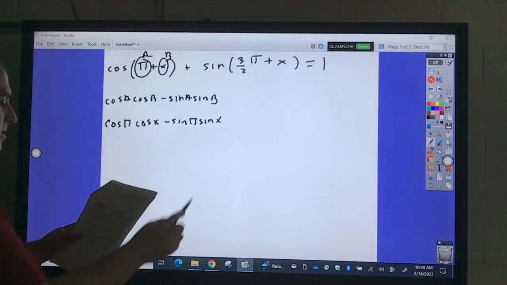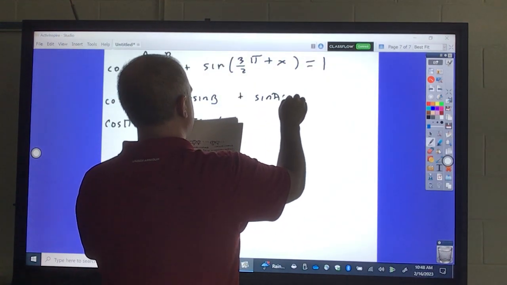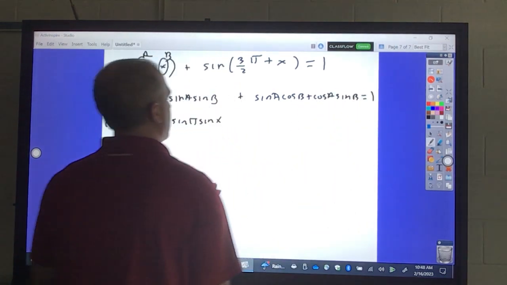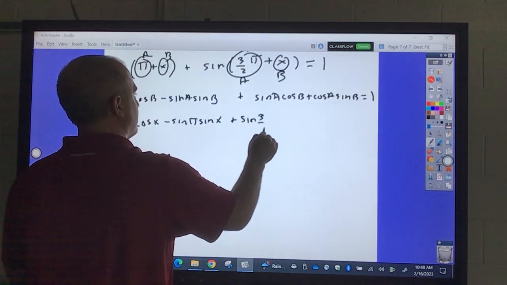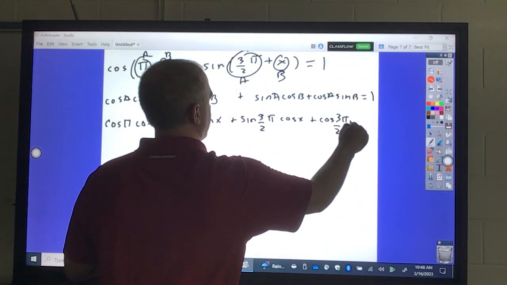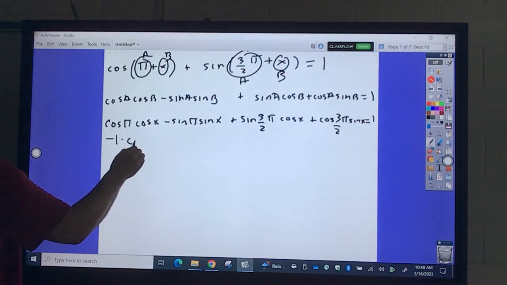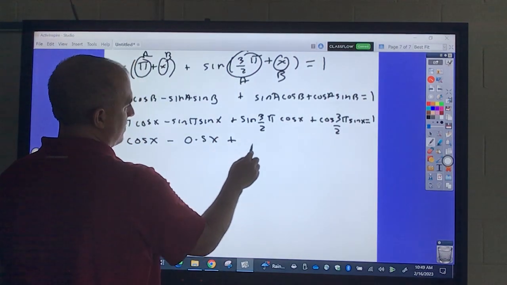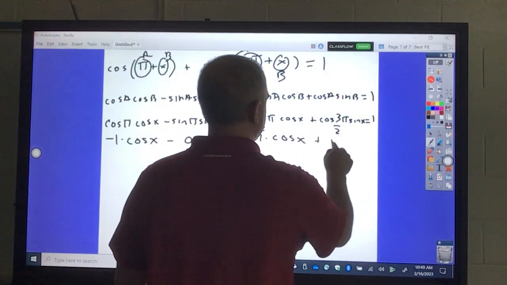This formula right here is sine A, cosine B, plus cosine A, sine B, equaling 1. Once again, this is my A, this is my B. So I got sine of 3/2 pi, cosine of x, plus cosine of 3/2 pi, sine of x, equaling 1. Cosine of pi is negative 1. Sine of pi would be 0. Sine of 3/2 pi is negative 1. Cosine is going to be 0.